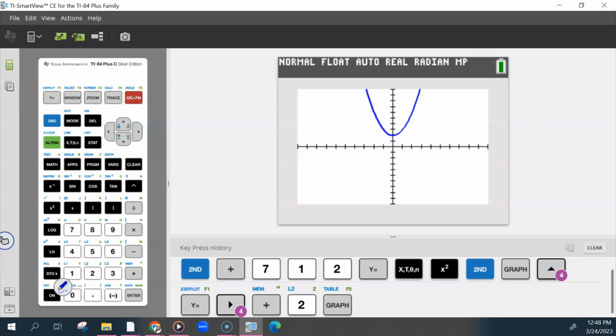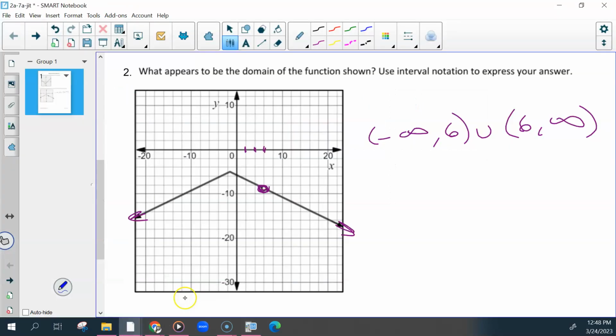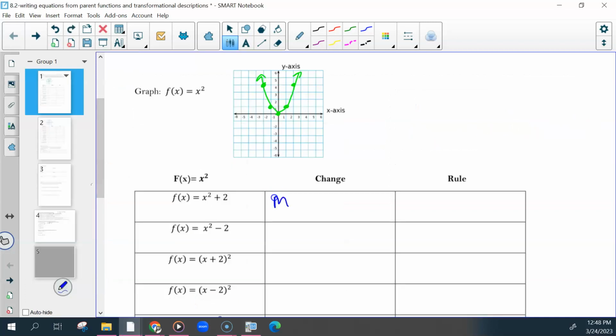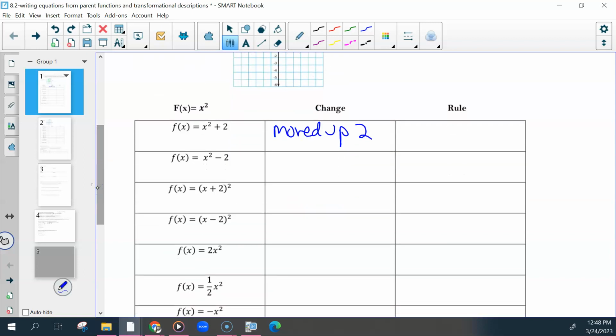Compared to the original, what happened? It moved up 2, yes. That would be the physical change that we saw happen. The specific rule, and the rules are what we'll actually need to remember. The change helps you see what happened. This is a vertical shift up by 2.